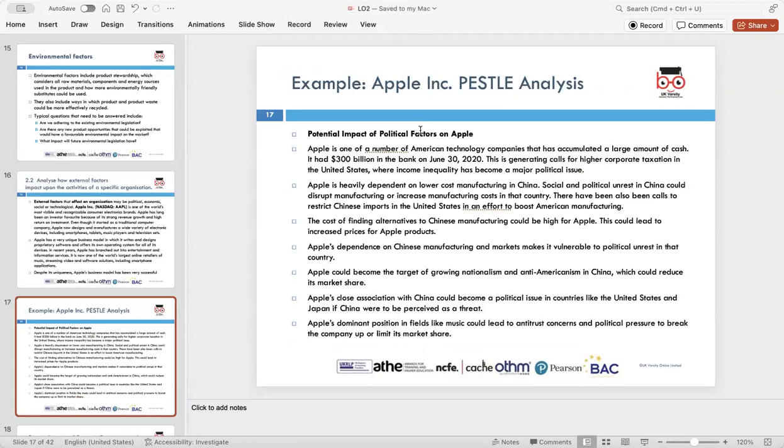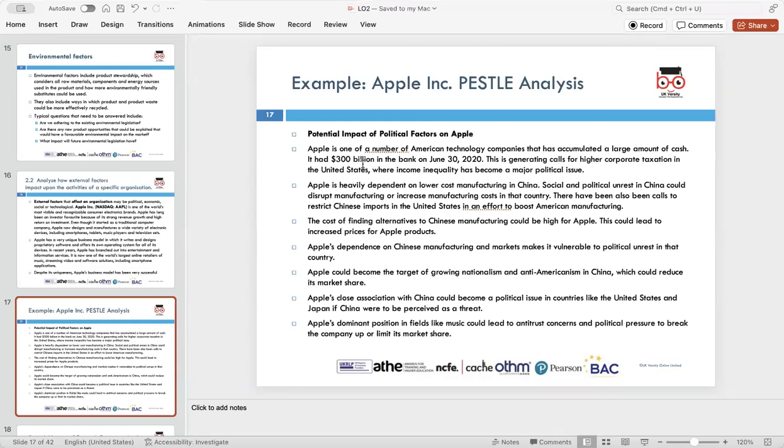For example, in a PESTLE analysis, Apple is among the many American technological companies that have amassed a significant amount of cash. It has a total of 300 billion dollars in the bank as of the 30th of June 2020. These circumstances are giving rise to calls for increased corporation taxation in the United States of America.